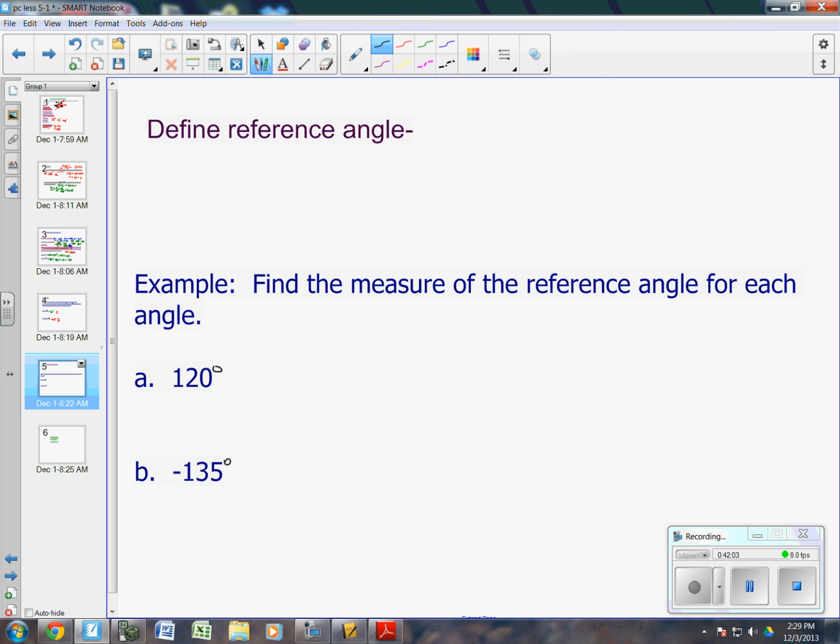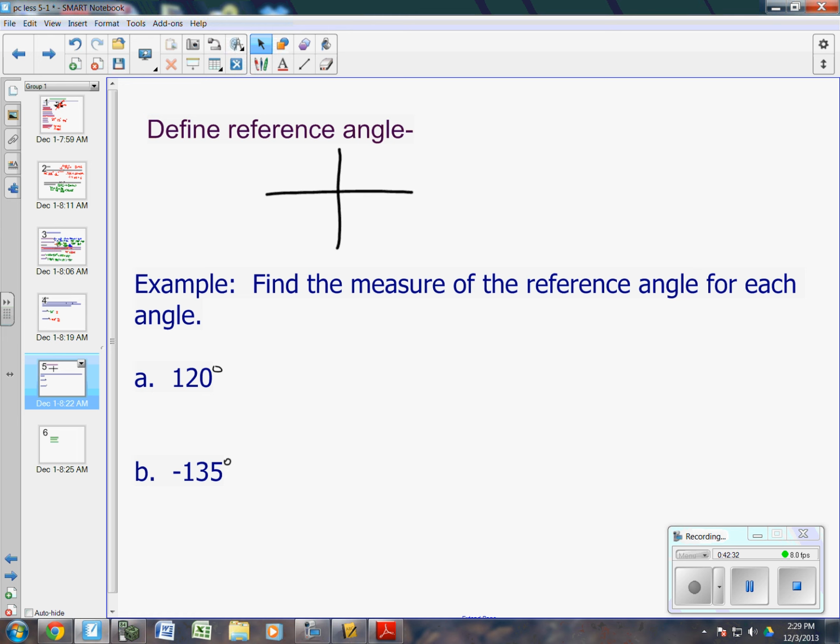You should have read in there already, got a definition. What was your definition of reference angles when you looked it up? Who wants to give it by raising a hand? Audrey, go ahead. Okay, the acute angle formed by the terminal side of the given angle and the x-axis, right?